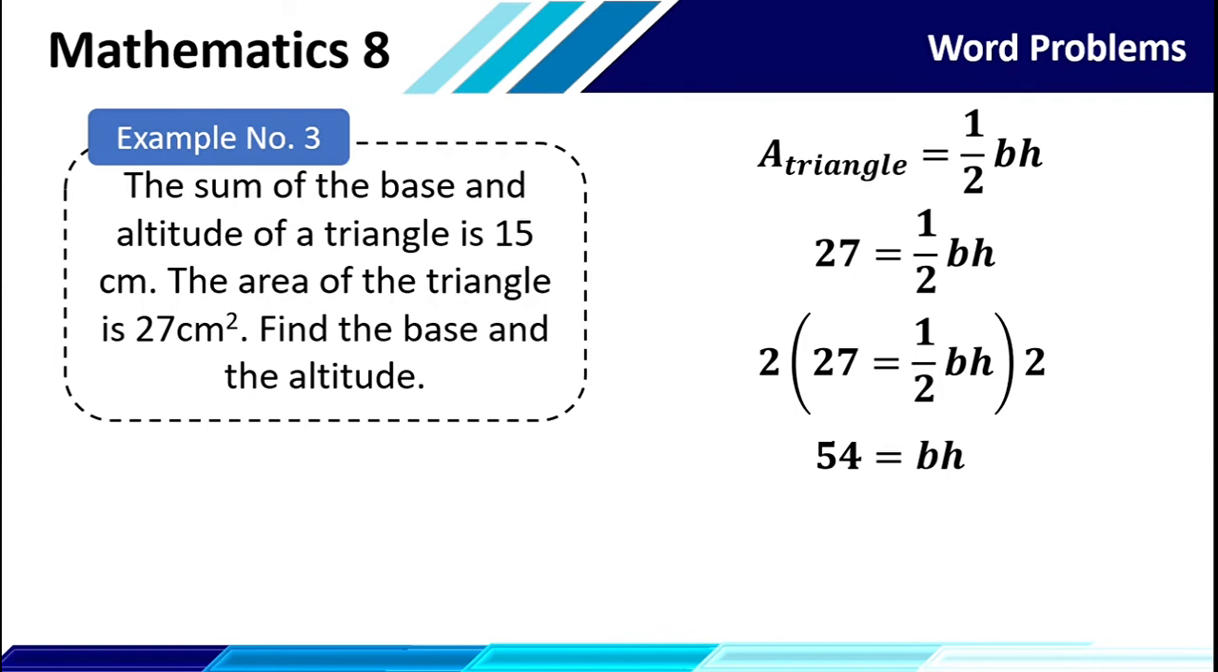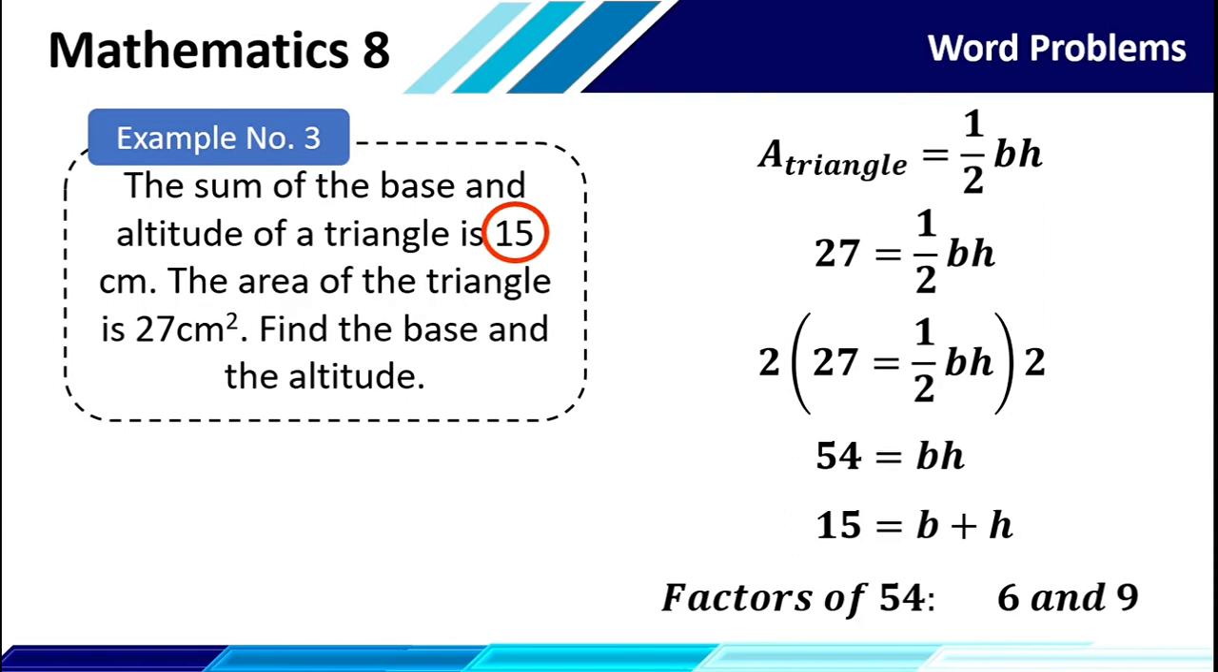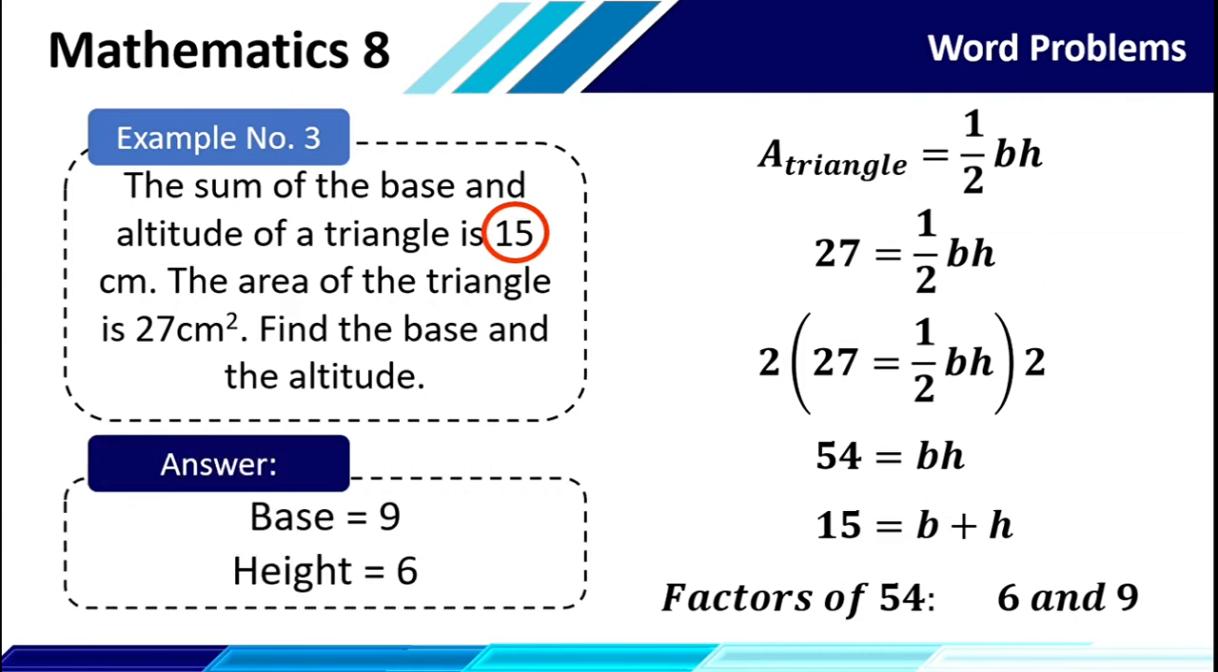In our problem, given that the sum of the base and the altitude of a triangle is 15 cm, we are looking for the factors of 54 that when added, the sum is 15. One of the factor pairs of 54 is 6 and 9. When we add 6 and 9, the answer would be 15. Therefore, the answer for our problem is that base is equal to 9 cm and height is equal to 6 cm.